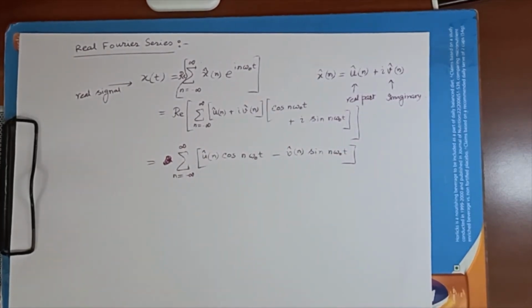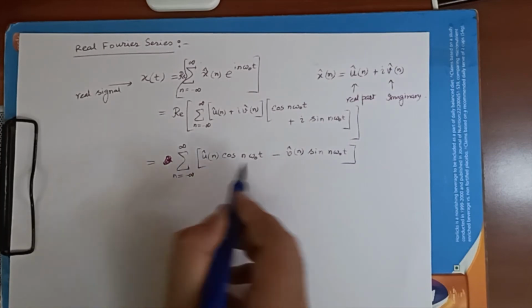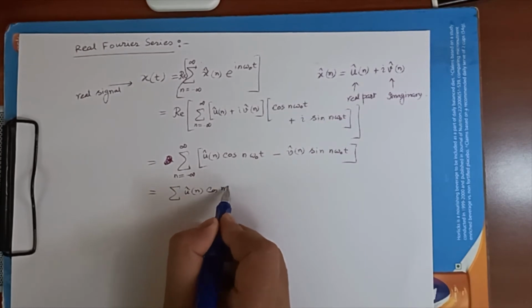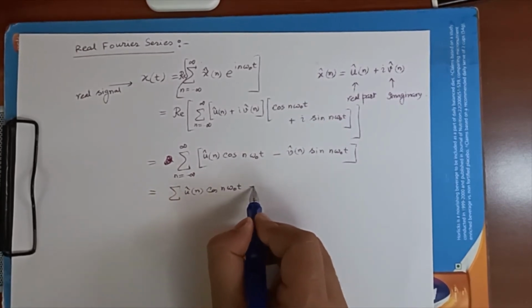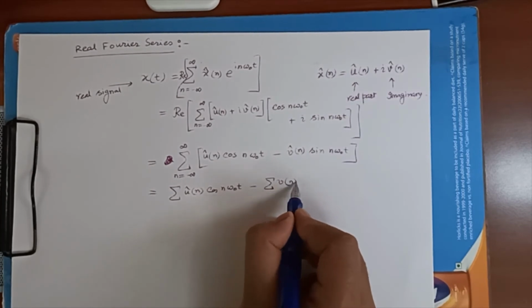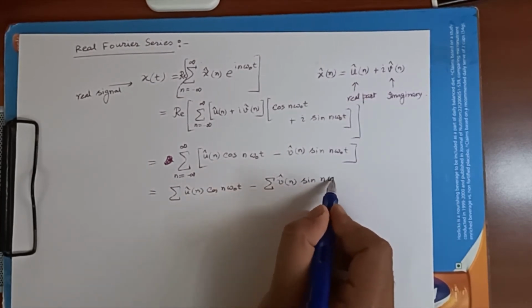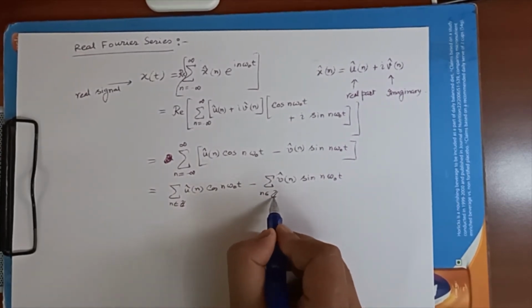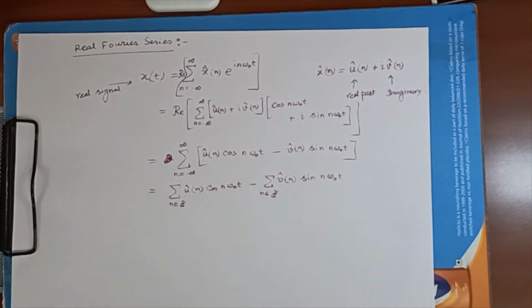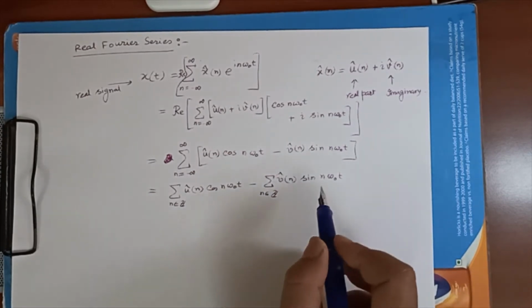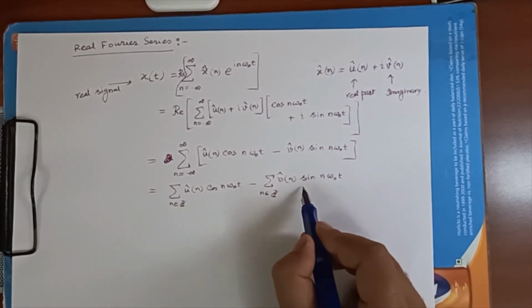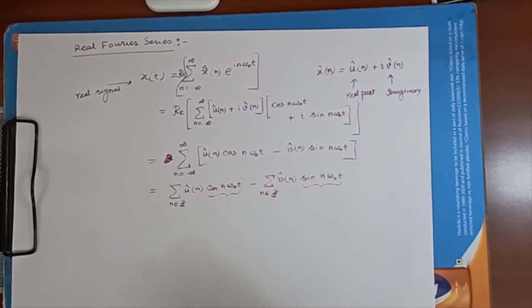So this is the real Fourier series. What are the basis functions now? Basically there are two series. One series is cosine n omega 0 t, and another is sine n omega 0 t, where n is also an integer. These two series, the basis functions, are not the complex exponentials, rather the real harmonic functions, sines and cosines.